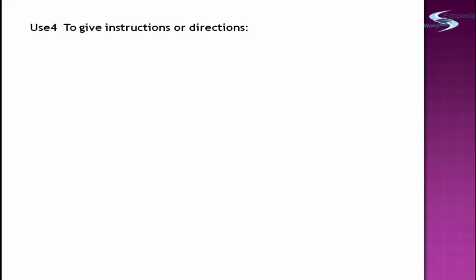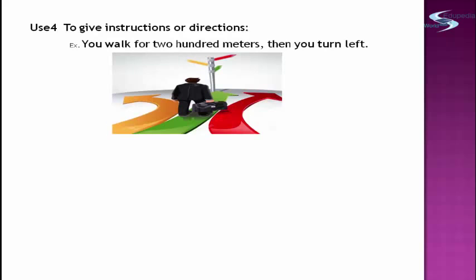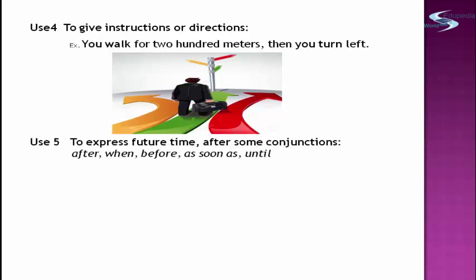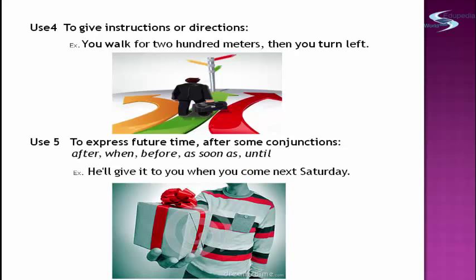The fourth usage for the simple present tense is to give instructions or directions. So, you walk for 200 meters, then you turn left. The fifth usage is to express future time after some conjunctions like after, when, before, as soon as, until. He'll give it to you when you come next Saturday. Next Saturday is the future time.